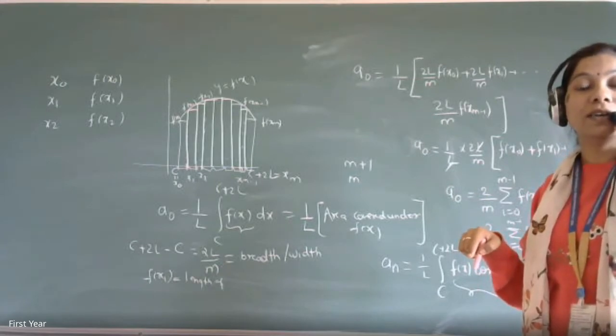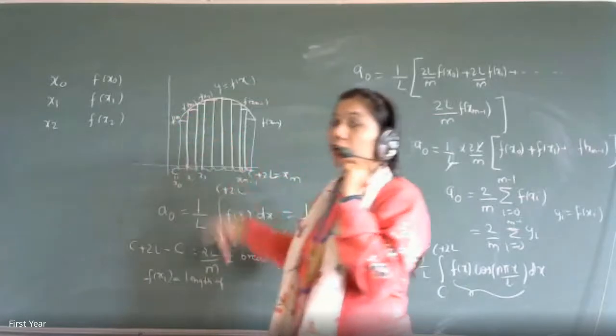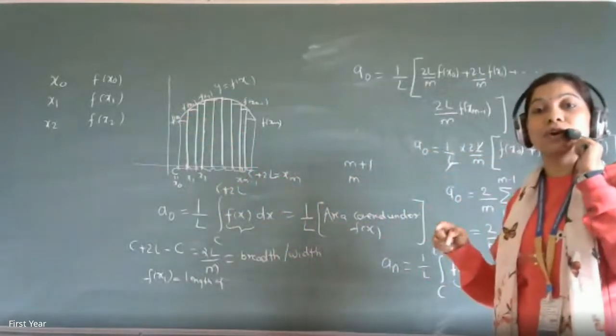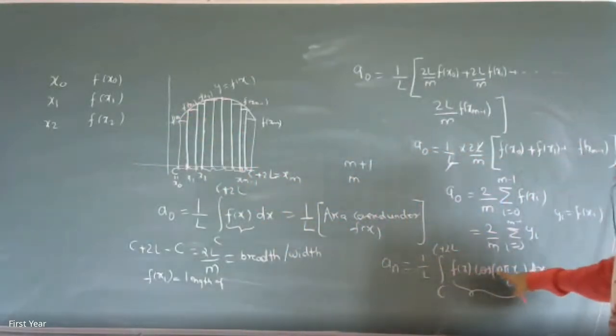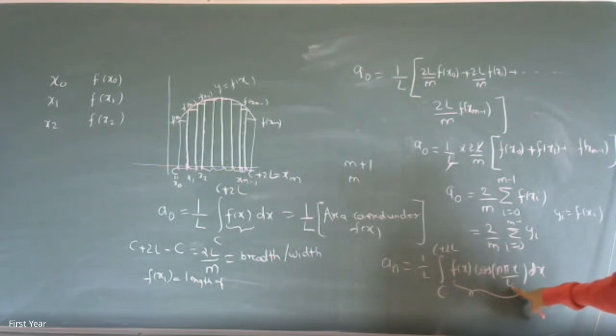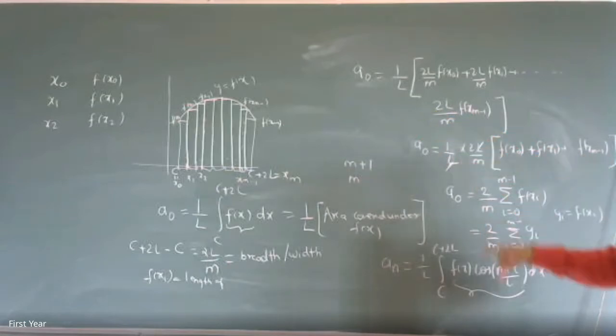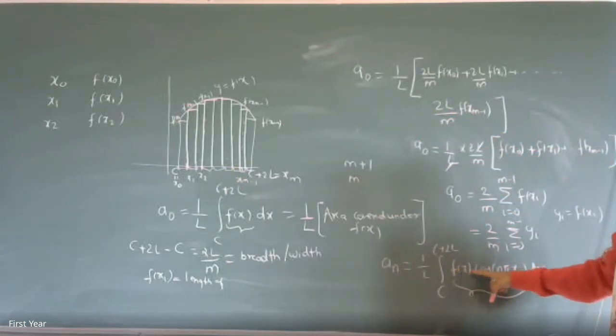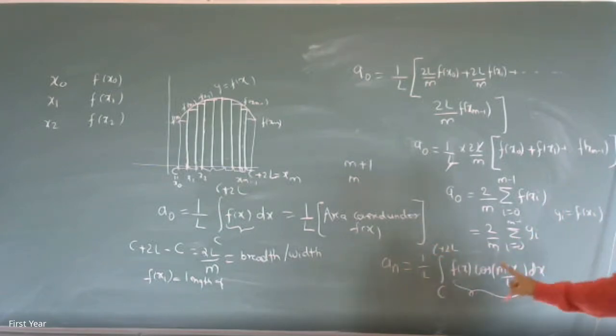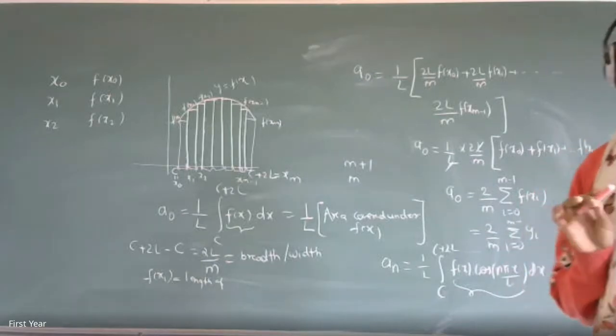Are you getting it? The length which was f of x naught will now become f of x naught into cos of n pi x naught by n, because this is your function now. F of x1 will become f of x1 cos of n pi x1 by n, for a1, n will be 1. Everyone, is it clear? Yes, ma'am.